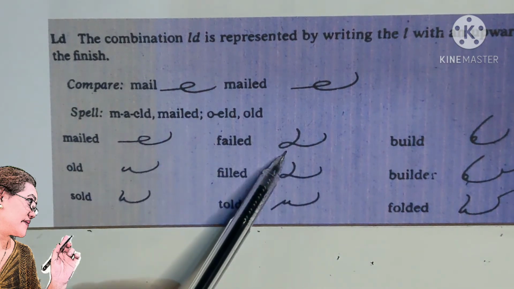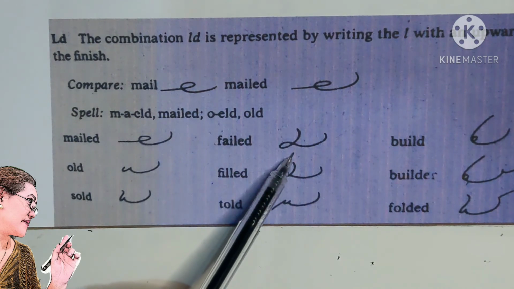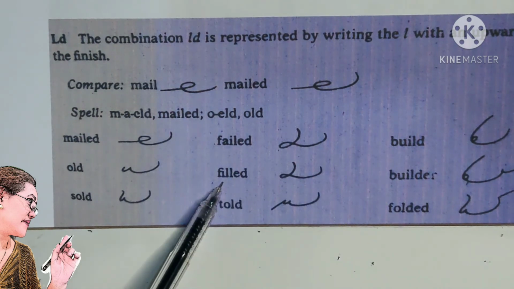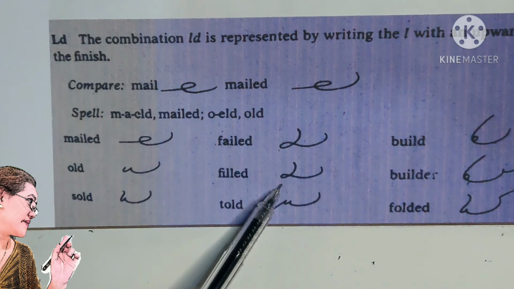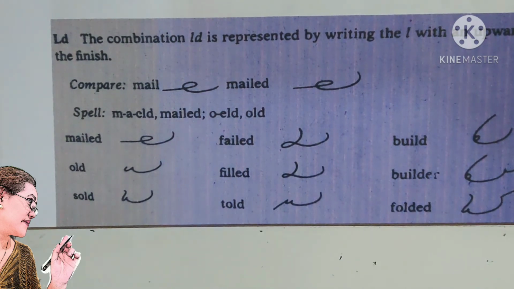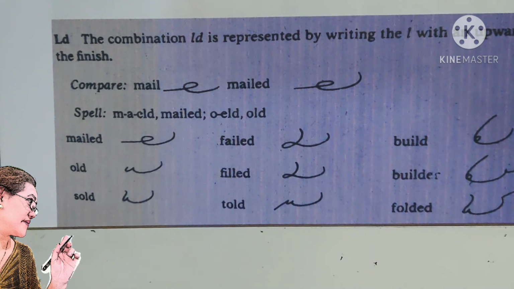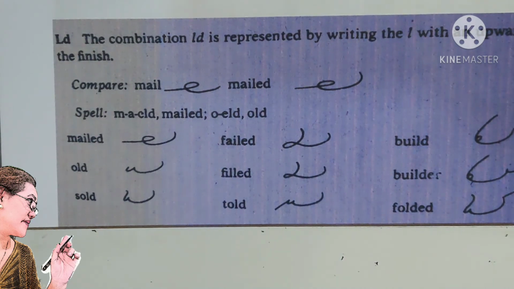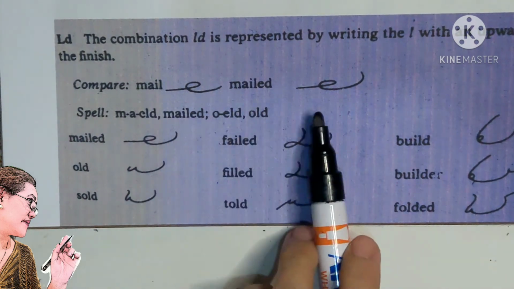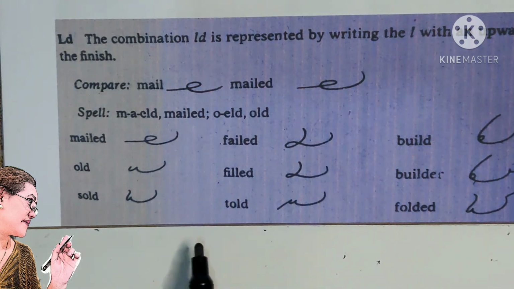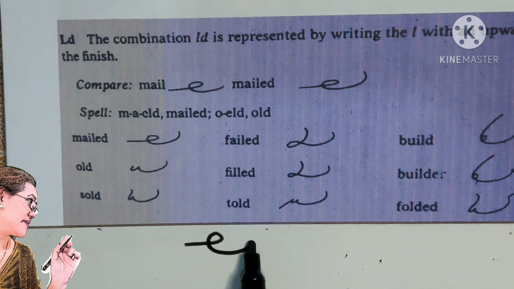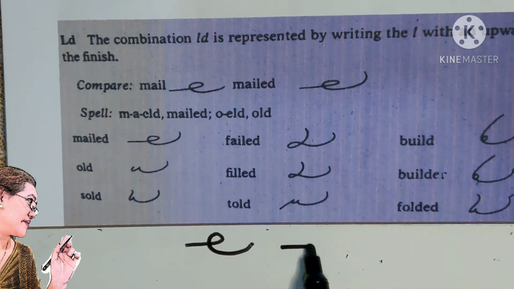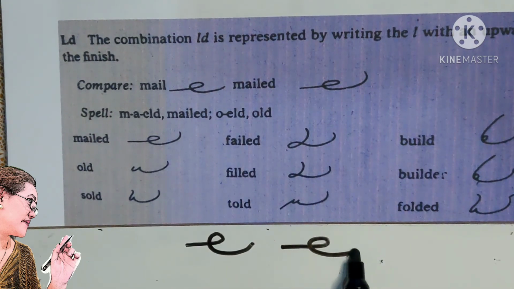Okay, please observe the words "failed" and "field." "Failed" has a big circle because it is the sound of A. "Field" has a tiny circle because it is the sound of E. Okay, so let us try to write the combination of "male" and then "mailed." For "male," M-A-L. "Mailed," M-A-L-D.